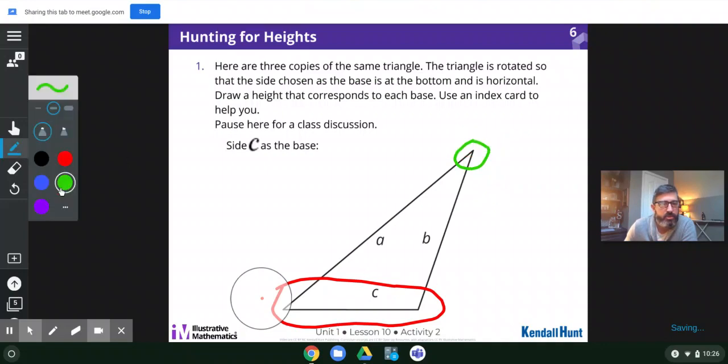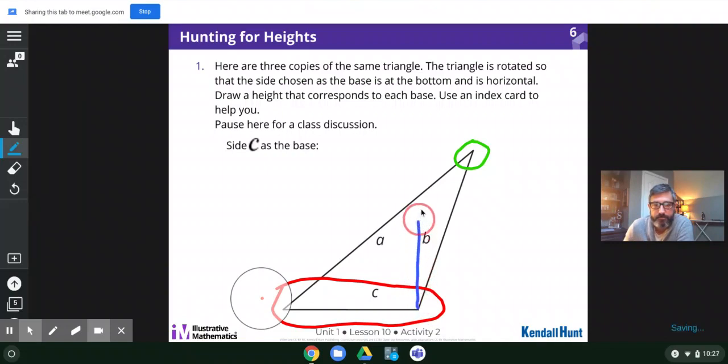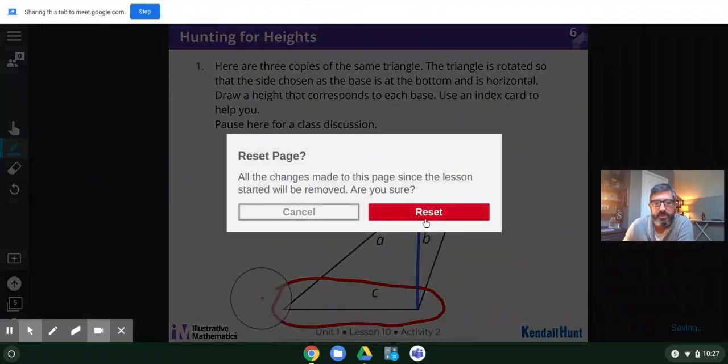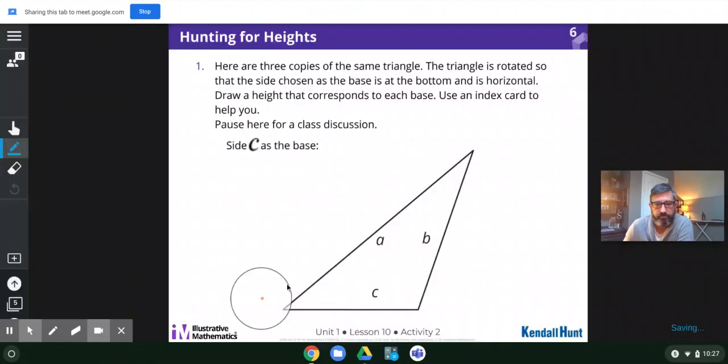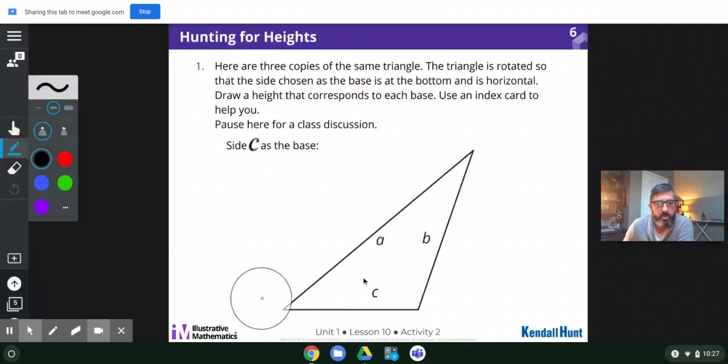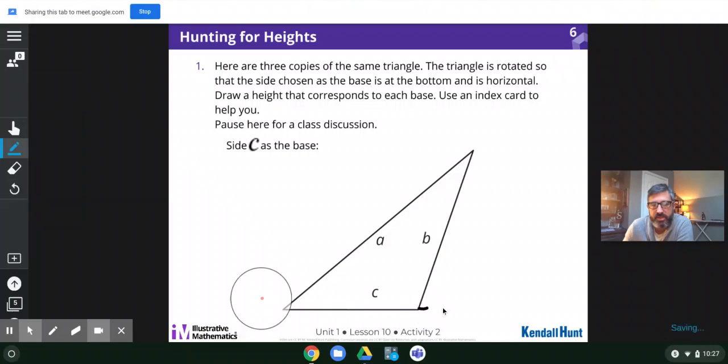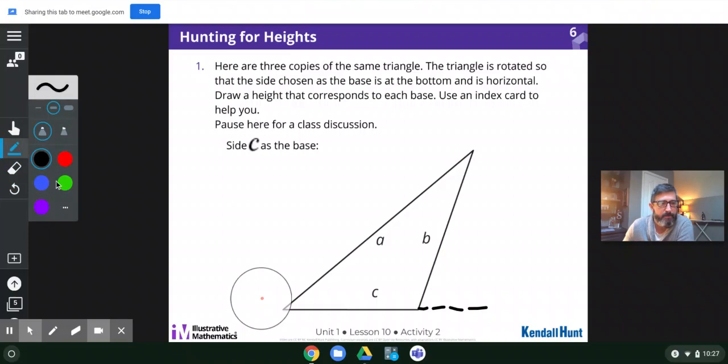Does that look like we're going to be able to draw a perpendicular line inside the triangle from our base to the opposite vertex? Well, let's see. No, we can't. That doesn't go to the vertex. So let's see what we have to do here. Remember what I said? If the opposite vertex is not directly above the base, we can draw an imaginary line extending our base until the opposite vertex is above it.